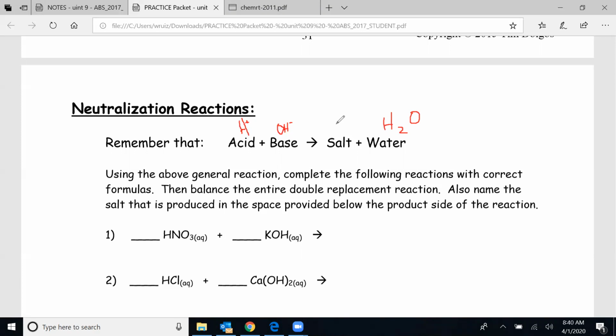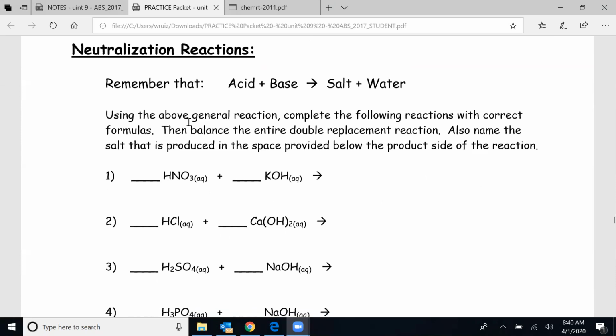And then the salt is basically what's left over, and that's going to be a metal and a nonmetal, or a polyatomic ion and a nonmetal. Whatever is left over with the hydrogen and what comes before the hydroxide ion, they join together to form the salt. But be careful with the H's and the OH's and how many there are, because it's possible to have two H2O or three H2O or four H2O. We don't really deal with many of them, but just watch out for that.